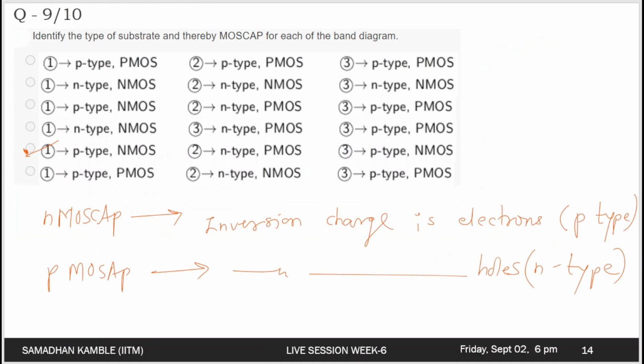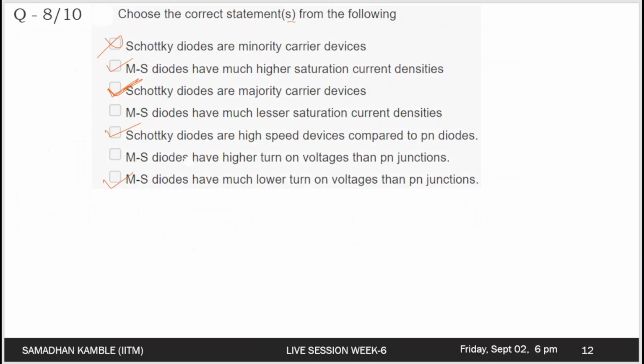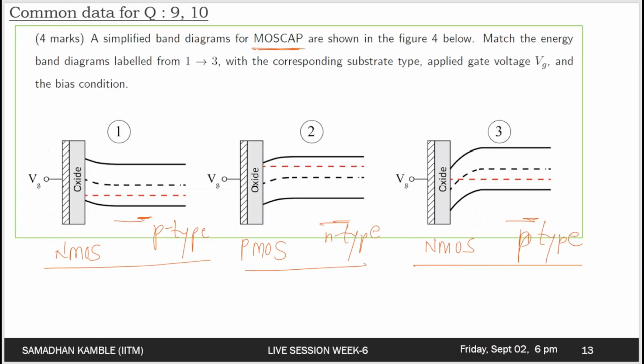Let us go to question number 10, which is the final question based on again the same data. Here we need to identify the sign of the applied gate voltage Vg and the bias condition for each of the band diagram. So the sign of the Vg and the bias condition, or the regime in which the particular configuration is in, we need to find out.